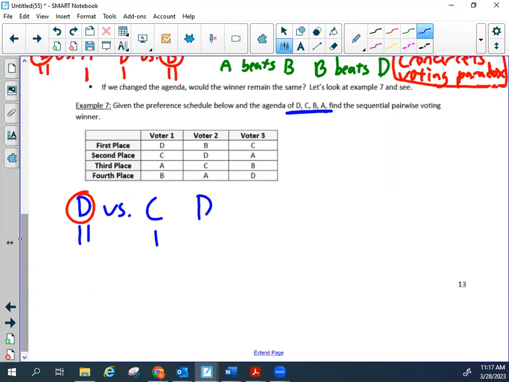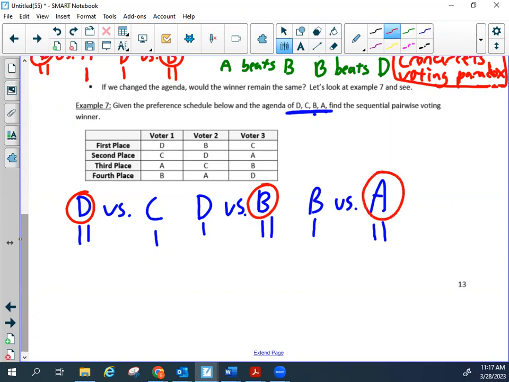Our next matchup is D versus B. I see that B wins 2-1, which means D is out. Our winner, B, moves on to face the next person on our agenda, which is A. And I see that A wins 2-1. So A wins because we are out of people in the agenda and out of candidates.